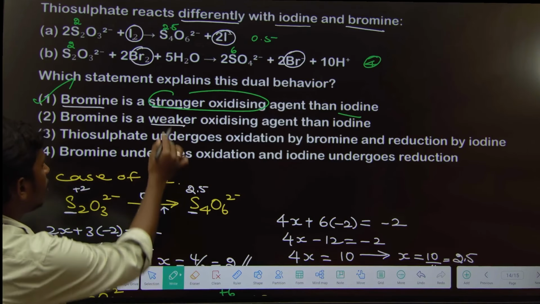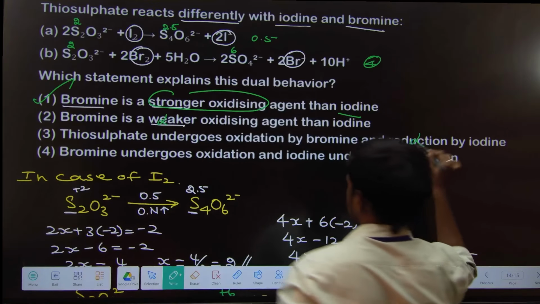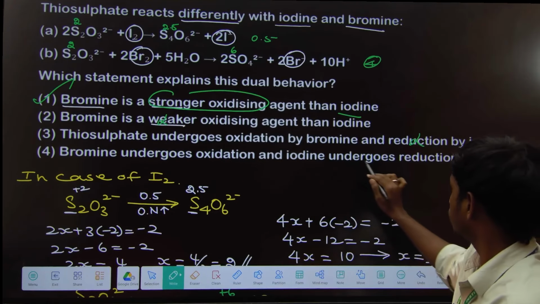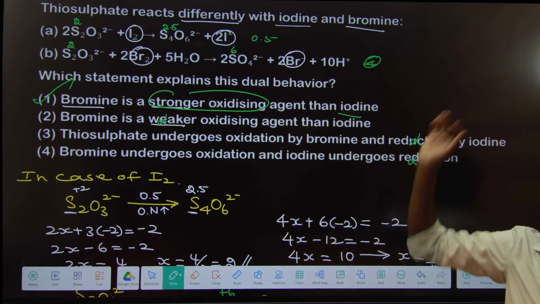Okay, so here weaker oxidation, no, it's strong. Thiosulfate undergoes oxidation and reduction by iodine. No, ரெண்டுமே oxidation தான் ஆகுது. Bromine undergoes oxidation, iodine undergoes reduction. No, it is also wrong. So reduction ஆகுறது இல்ல, எப்பவுமே oxidation மட்டும் தான் நடக்குது.